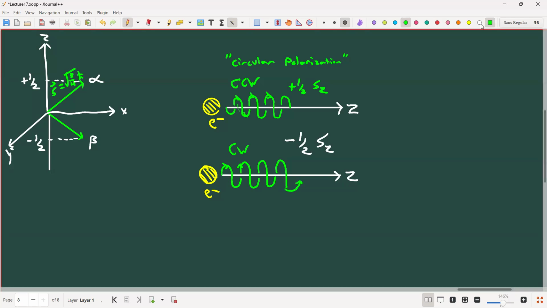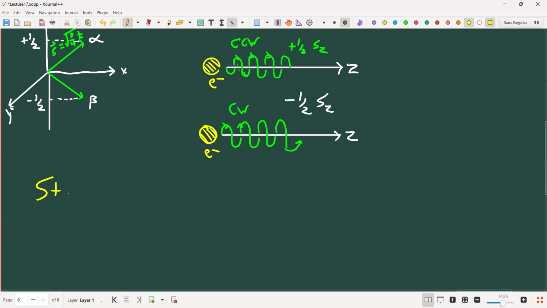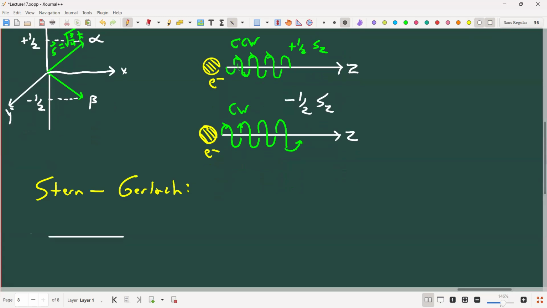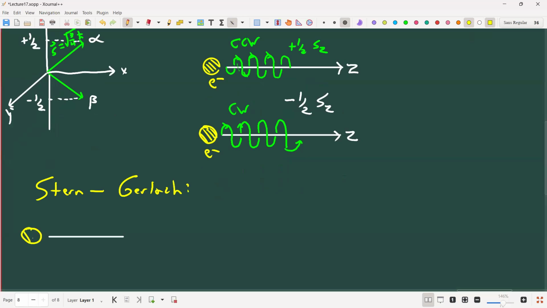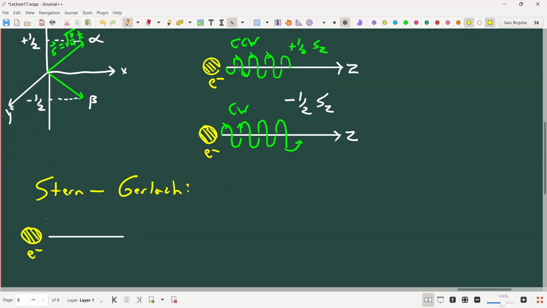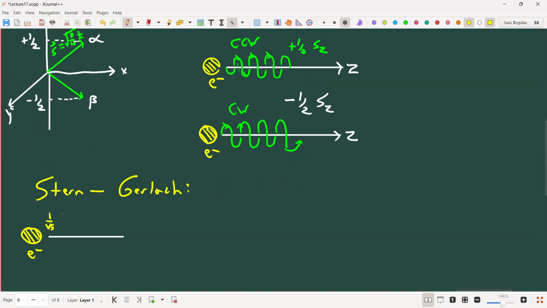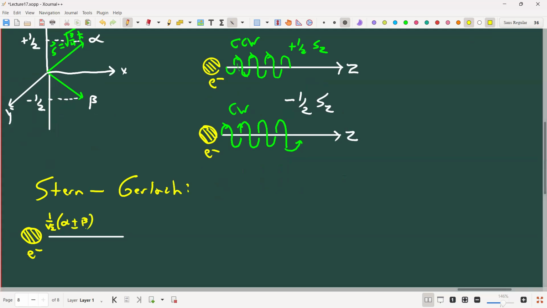Okay, another way to prove this is that you can couple this into linear momentum instead. One thing that you can do, for instance, this is a really cool experiment, is what's called the Stern-Gerlach experiment. You take a stream of electrons, and we'll say they're in a superposition of alpha plus beta. So you don't know if they're plus or minus, up or down, they're just 50-50.